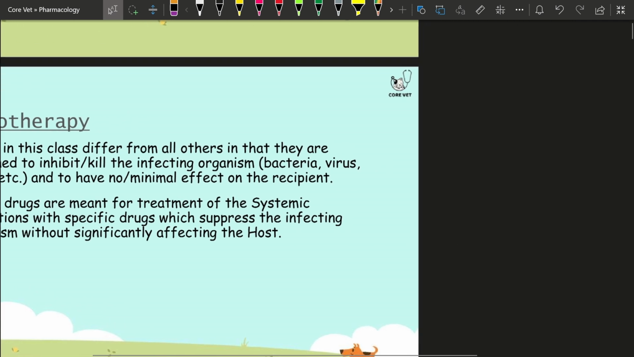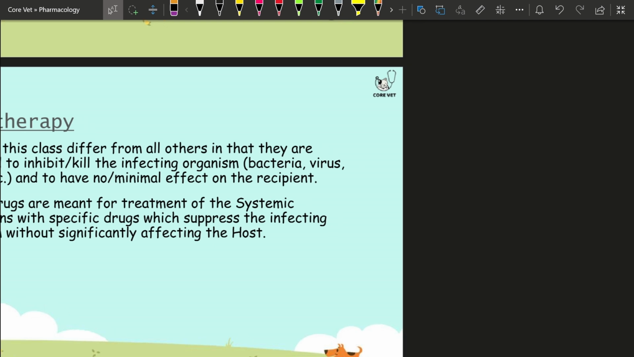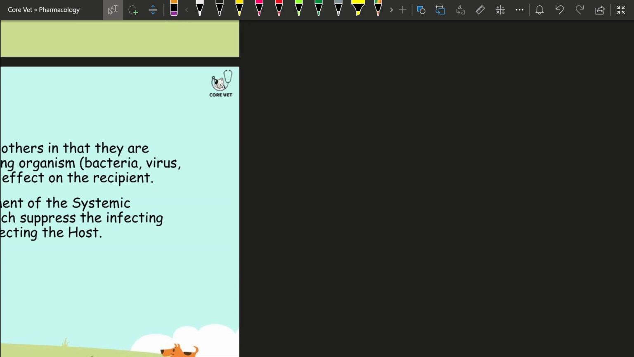So what does chemotherapy mean? Chemotherapy means the usage of drugs that are different from the different classes of drugs that you had studied in your earlier lectures. How are these drugs different? See, you had studied about antihistaminics, right?